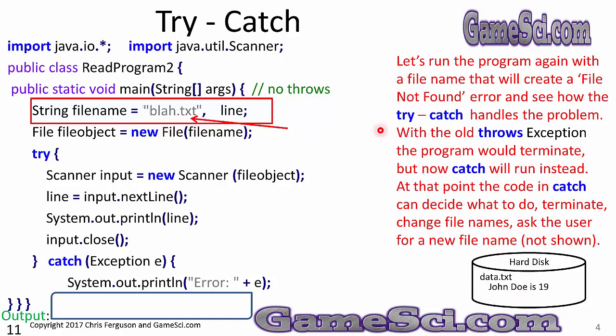With the old throws Exception, the program would terminate. But now catch will run instead. At this point in the code, in catch, we can decide what to do. We could terminate the program. We could change the file name. We could ask the user for a new file name. Not that that was shown in this example, I don't have room. But the catch can decide what to do when a file exception occurs.